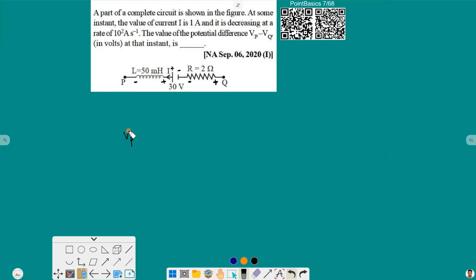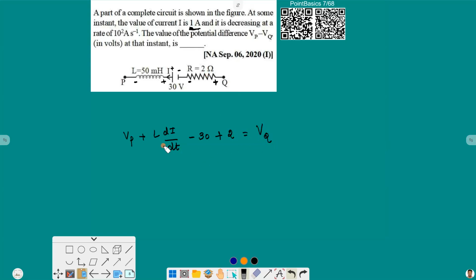Say the potential at point P is Vp. We assume it Vp. Now negative to positive, so positive, and the potential drop across the inductor is given by L di by dt. Now we encounter a battery from positive to negative, so we will take negative, and the battery value is 30. Now we have a resistance, going negative to positive, so positive, and the potential drop across the resistance is given by I times R. So I is 1 ampere here and R is 2 ohms, so 1 into 2 is 2. Now we have reached point Q.